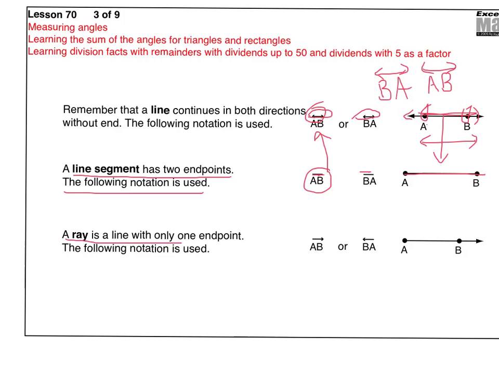A ray is a line with only one endpoint. The following notation is used. So we start here. It does not go forever in that direction, but it does go forever in that direction. And so you can see the symbol up there on the top. Notice it says ray AB, and the arrow is pointing towards the B because that's the direction it goes in. And then on this one, it's pointing back the other way because B is the letter where it just keeps going past that B.